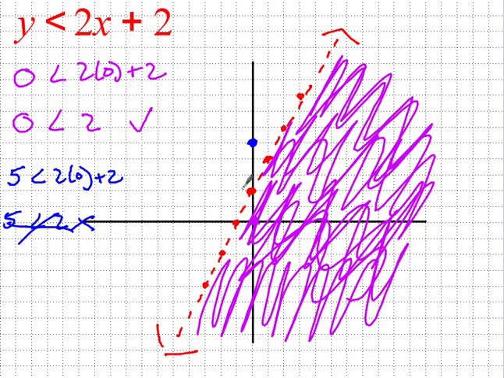So again, that means I wouldn't shade on this side of the line because nothing over here is going to be a solution because y has to be less than. Okay, so there we go. Less than means we're going to go below the line, and I always test a point to make sure.